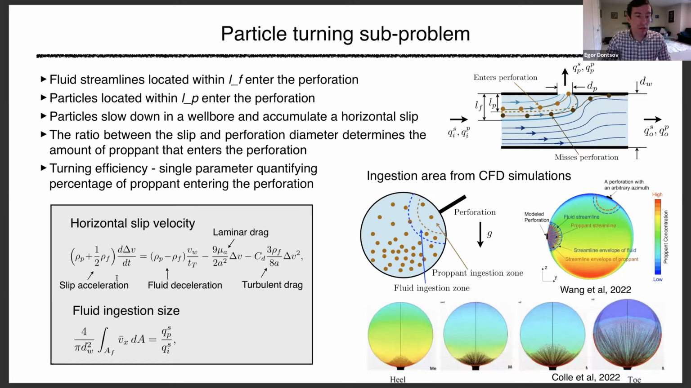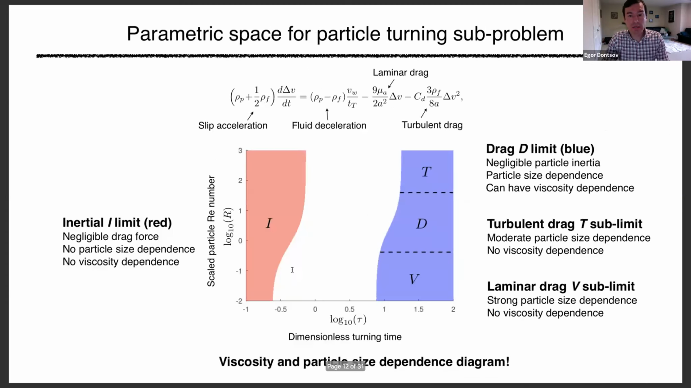But I really want to focus on this one. The particle's driving force is density contrast, it's fluid deceleration, and what counteracts it is a drag force, which is laminar or turbulent. And this slide shows the parametric space and where we can be in this parametric space based on the parameters, right? So the thing is, what can dominate?